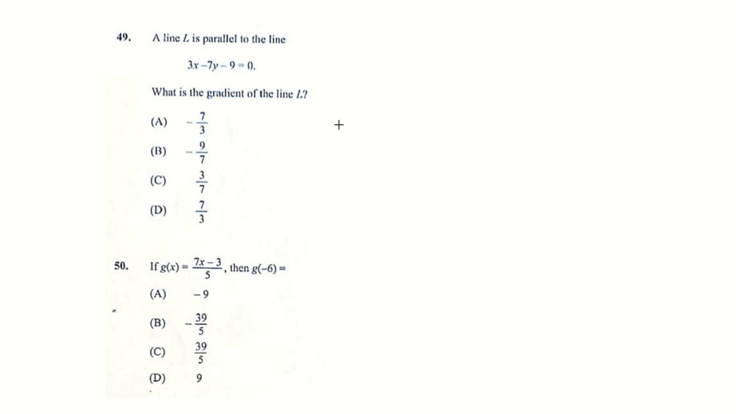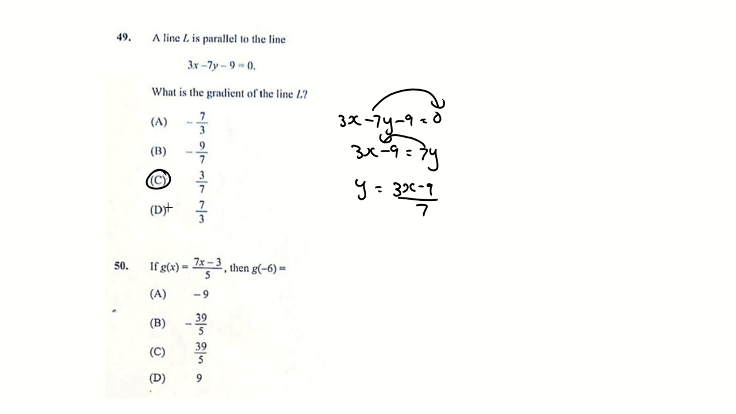Let's just make sure. So 3x minus 7y minus 9 is equals to 0. Carry this across. That's 3x minus 9 is equals to 7y. Carry this across. So y is 3x minus 9 all over 7. So we know that the coefficient of x is 3 over 7, so that is C.